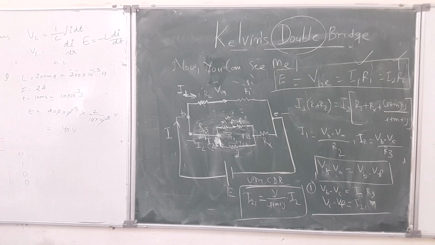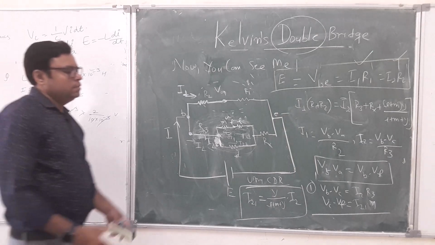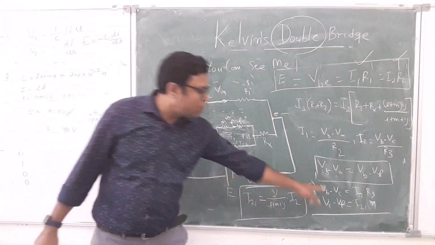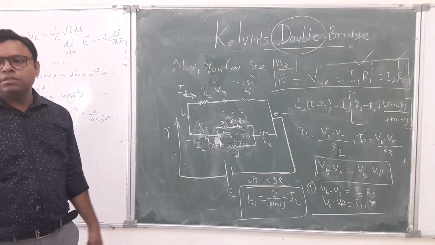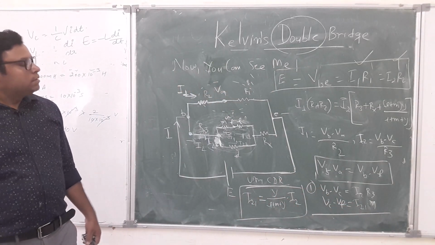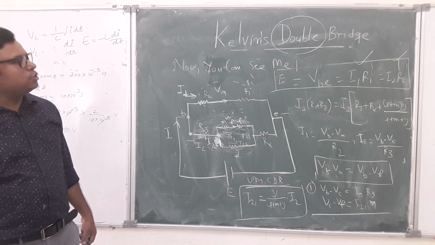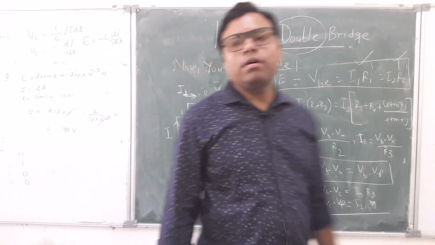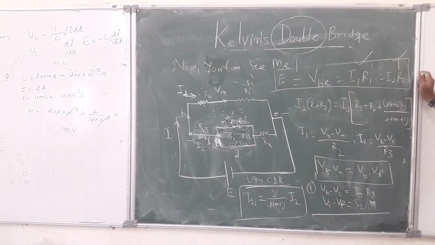Okay. So replace this I21 with this I2 and solve VB minus VF. So what will you get? That is the problem of the small board. I cannot write all the things at the same time.